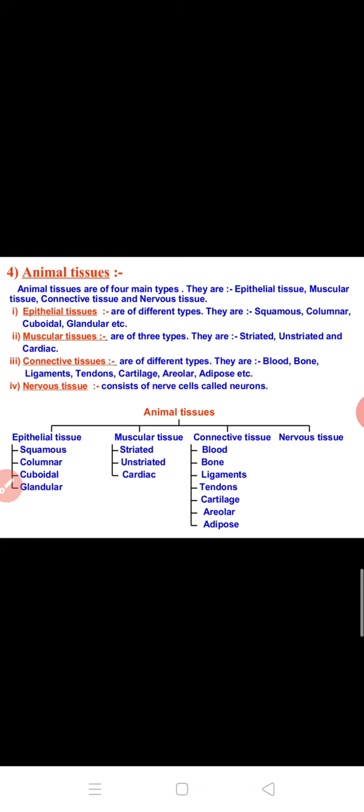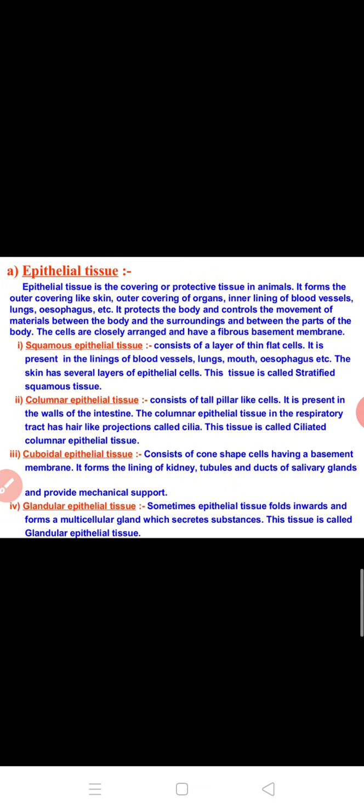So let us start with epithelial tissues. Epithelial tissue is the covering or protective tissue in all animals. It forms an outer covering like skin, the outer covering of organs, and the inner lining of blood vessels, lungs, esophagus, etc. It protects the body and controls the movement of materials between the body and the surroundings and between the parts of the body. The cells are closely arranged and have a fibrous basement membrane.